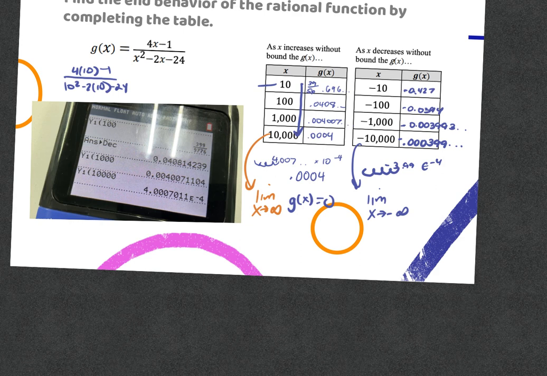Why do the values behind the 100 change? Because this isn't a true perfect function. It's not like they're just dividing by 100. You're dividing by 100 squared minus 2 times 100 minus 24. So the bigger that gets, the less change you're going to see, but it's still a change.